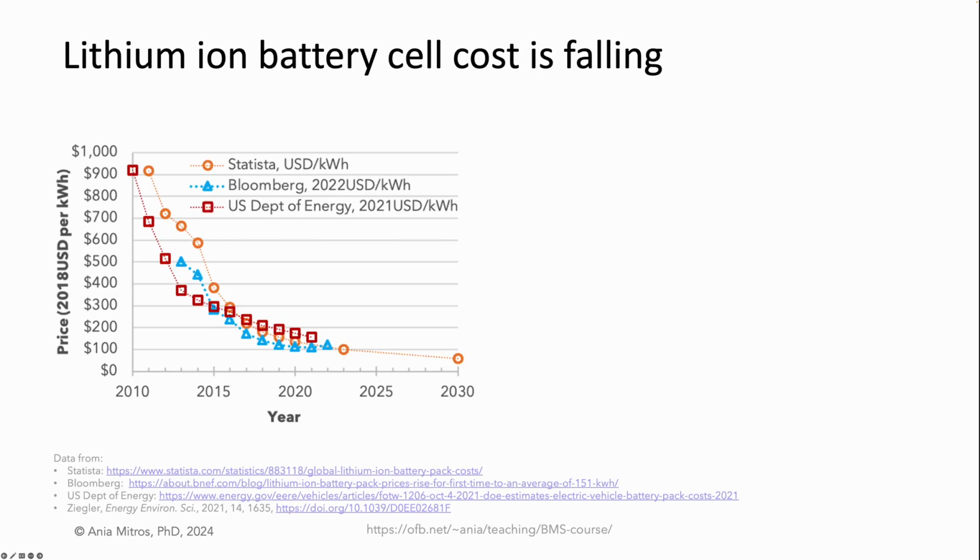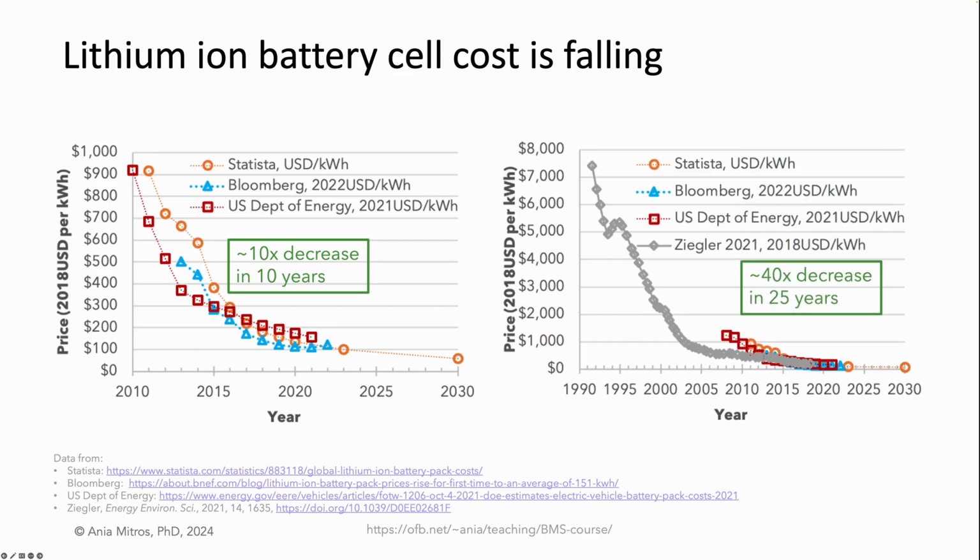Battery cell cost is falling. Plotted here are lithium-ion battery cost estimates from 3 different sources. The exact numbers aren't identical, but the trend is a dramatic decrease. Can you think of another product or raw material whose price has fallen by a factor of 10 in the last decade? If you look further back in time, the effect is even more dramatic.